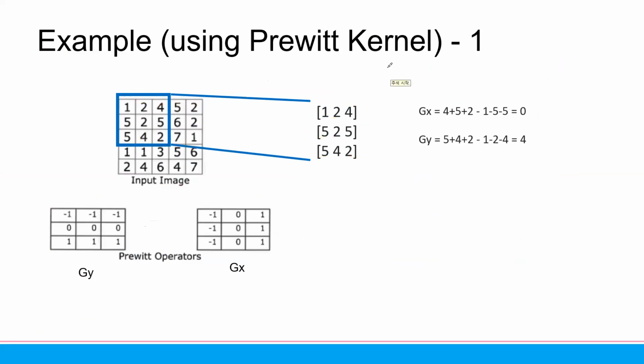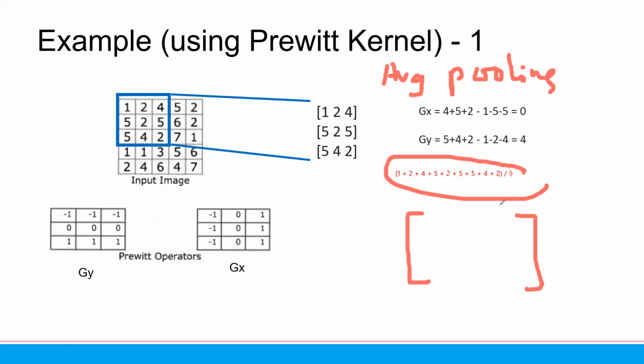What is average pooling? Average pooling means we take the average value from the pool. We will do 1 plus 2 plus 4 plus 5 plus 2 plus 5 plus 5 plus 4 plus 2, and we divide by 9. We get the average value, and this average value will be placed into the new matrix. For the second one, 2, 4, 5, 2, 5, 6, 4, 2, 7, we again calculate the average and put it into the next cell of that matrix, and so on.